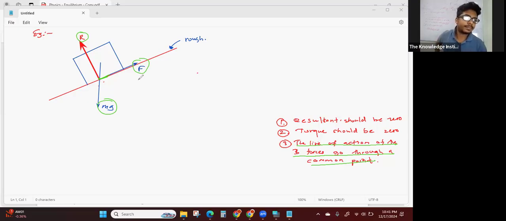Is that clear? Did you understand? So here the object is in equilibrium under the influence of three forces. Therefore, all three forces should go through a common point. Okay, another example.